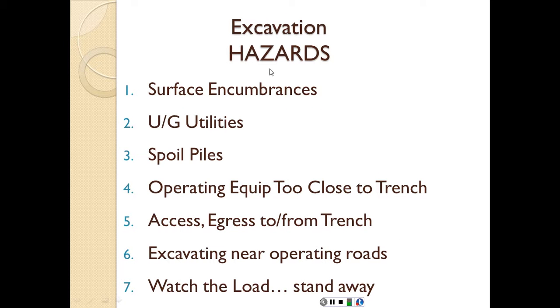Some of the hazards related to excavation include surface encumbrances: existing buildings, equipment, spoils or piles of soil resulting from other excavation, things like that. Underground utilities. Of course, when we excavate through a site, we might face older utility pipes or cables or conduits or something like that. Some of these cables might be still live. Some of these water pipes might be covered in asbestos, for example, which is now a hazardous material. So we have to recognize all of these.